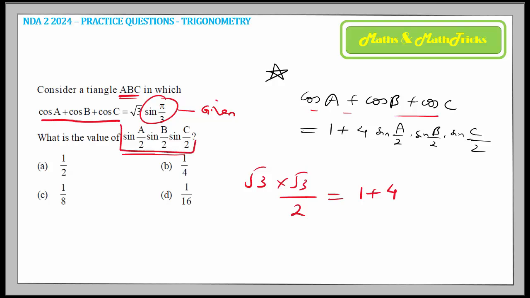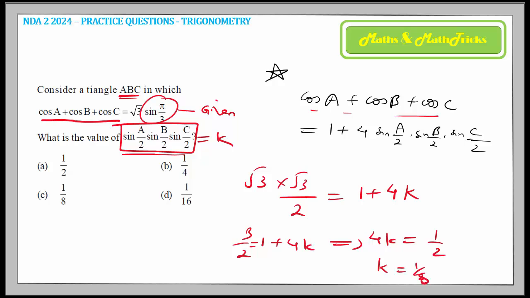Let us say this is the question. So say that is K. I am assuming K instead of writing the whole thing, to save time. So the question is, what is the value of K? Is that clear to you? So this becomes 3 by 2 equals 1 plus 4K, which gives us 4K equals 3 by 2 minus 1, which is 1 by 2, which gives K equals 1 by 8. Isn't it? And the answer hence is option C.